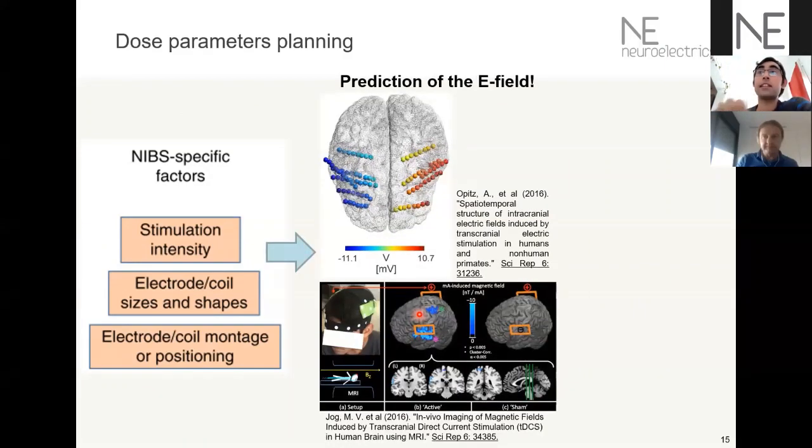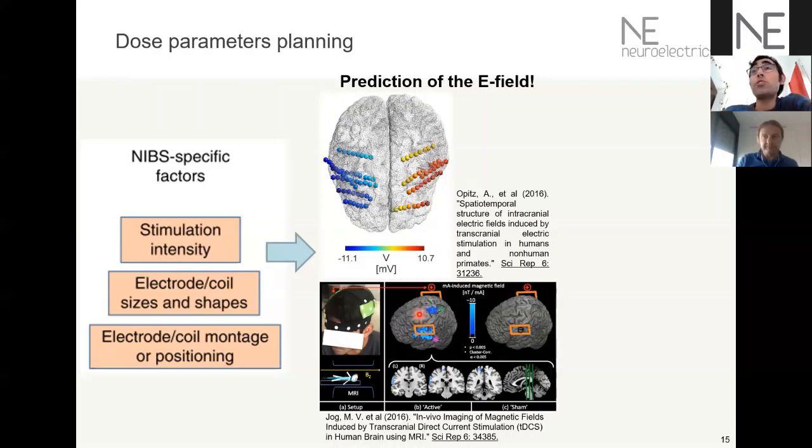And I think that from the previous slides, you now understand that knowing the electric field is essential for understanding and predicting the effects that a given stimulation protocol will have in the patient. So if this electric field is so important, we've spent the last couple of slides talking about how important the electric field is.